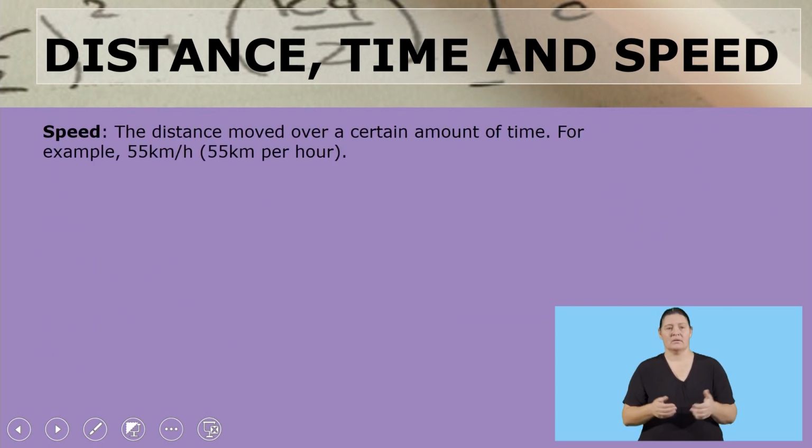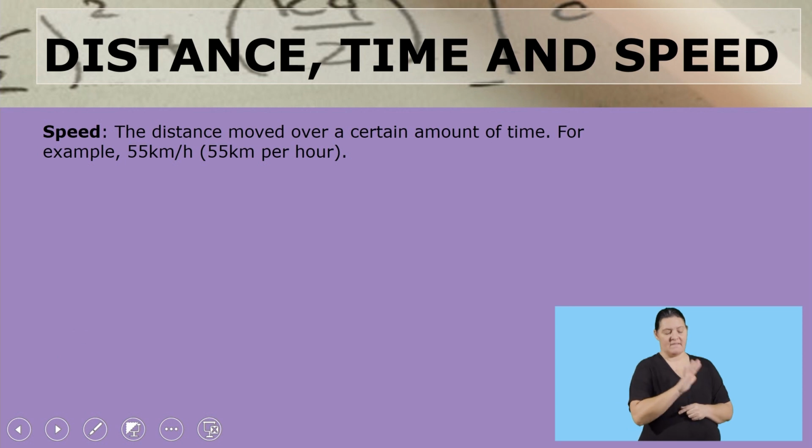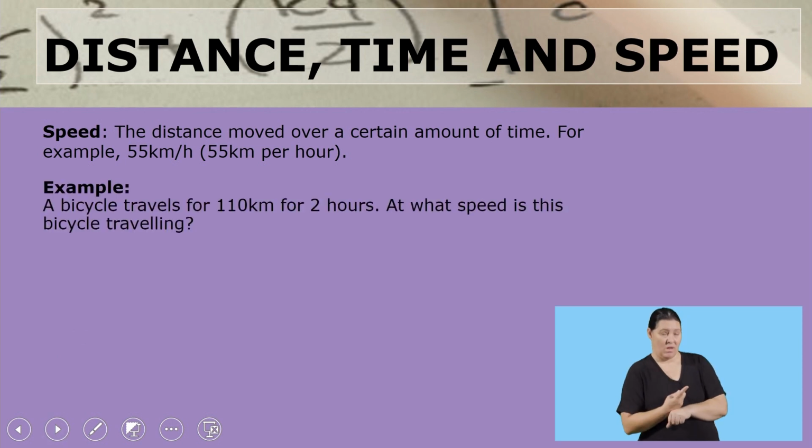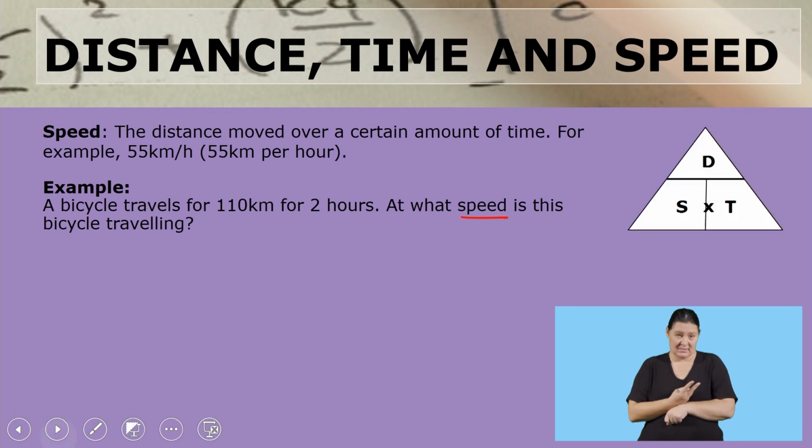Let's move on to speed. The speed is the distance moved over a certain amount of time. For example, we have 55 kilometers per hour. An example: a bicycle travels for 110 kilometers for 2 hours. At what speed is this bicycle traveling?